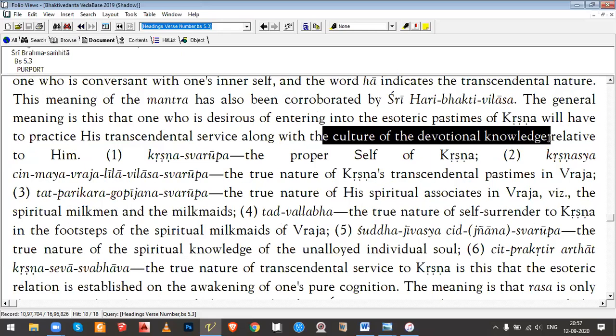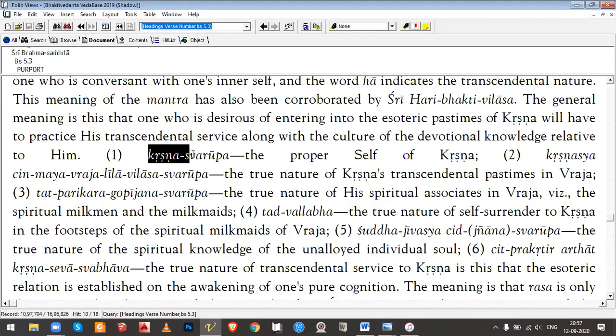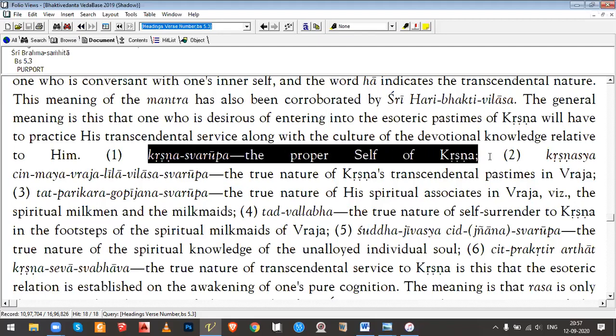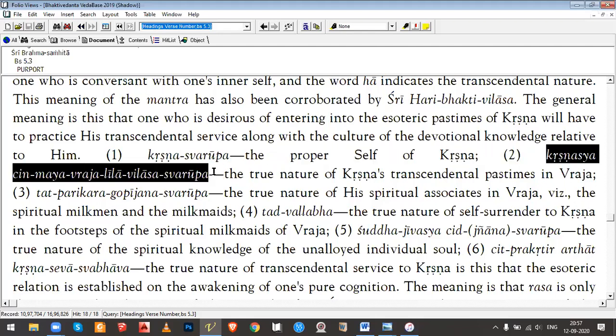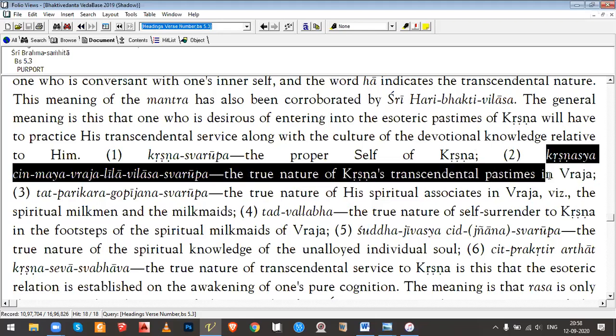What is this knowledge? This mantra, Klim Krishna Govinda Gopi Jana Vallabhaya, each word reveals particular knowledge to the practitioner. The first one reveals Krishna swarupa, the proper self of Krishna, to understand the true transcendental nature of Krishna. Second, Krishna Chinmaya Vraja Leela Vilasa Swarupa. Govinda: the true nature of Krishna's transcendental pastimes in Vraja should be understood, and not considered mundane. They should understand that these are transcendental, eternal personalities, nitya siddhas, eternal potencies of the Lord. This is all spiritual, not some immoral, mundane pastimes. That knowledge should be clear, and it is revealed by worshiping the true nature.